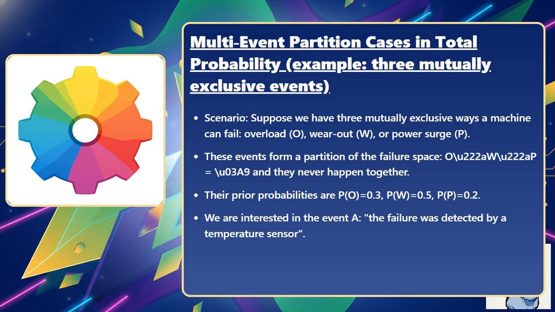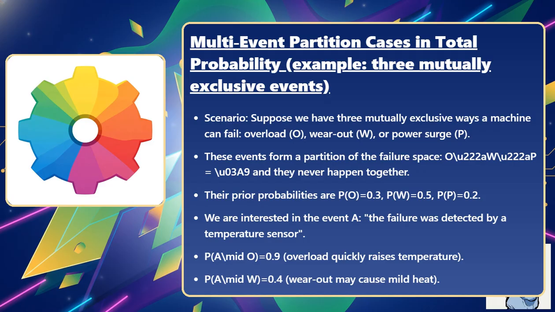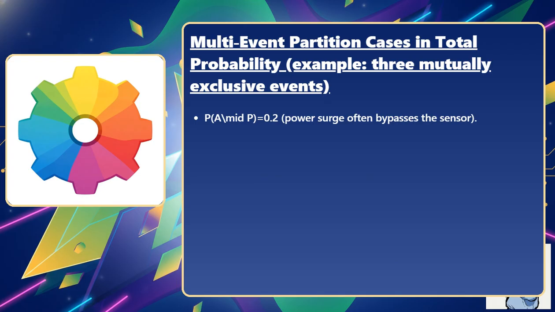We are interested in the event A: the failure was detected by a temperature sensor. P(A given O) equals 0.9, since overload quickly raises temperature. P(A given W) equals 0.4, since wear out may cause mild heat. P(A given P) equals 0.2, since a power surge often bypasses the sensor.